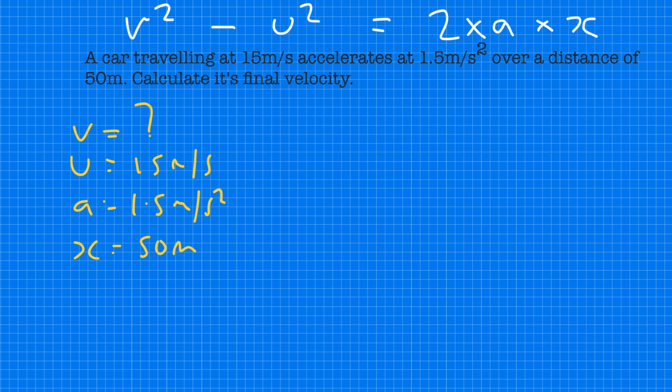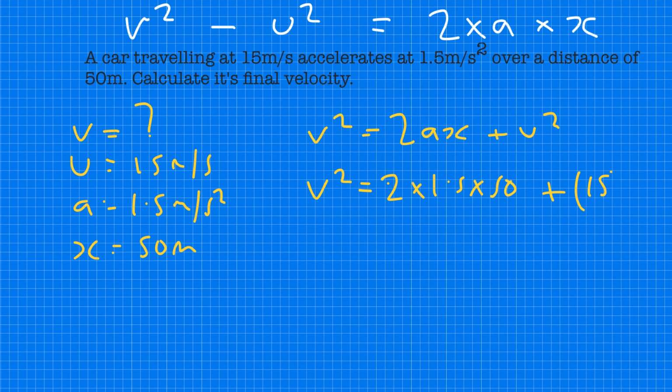Our formula, we want to work out v. So we're going to need to get rid of this minus u squared. Whenever you move a minus over an equal sign, it becomes a plus. So our formula ends up being v squared equals 2ax, that just means a times x, plus u squared. So we're going to put our numbers in now. So v squared equals 2 times 1.5 times 50 plus 15 squared. Don't forget, we've got to square the initial velocity.